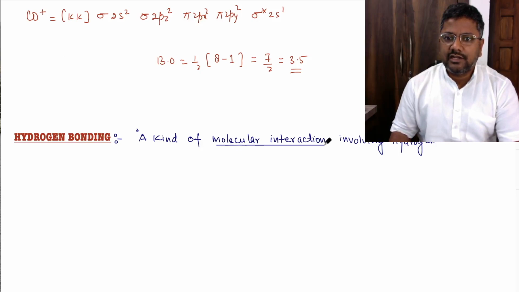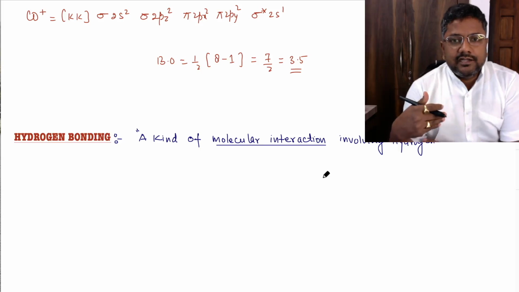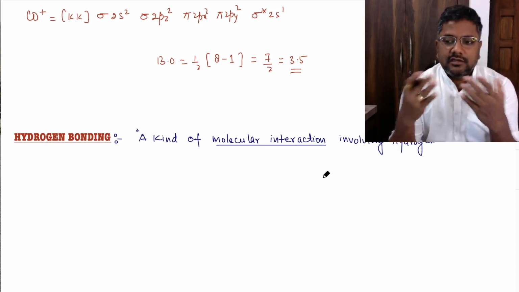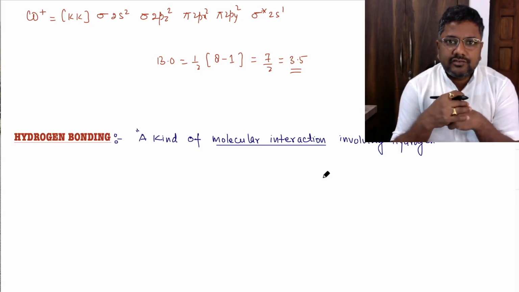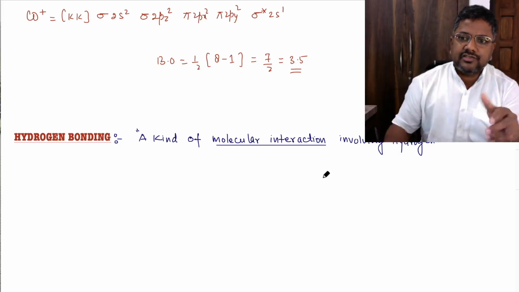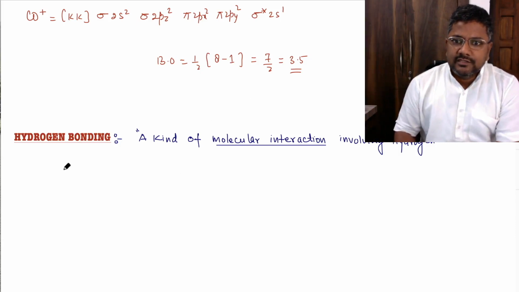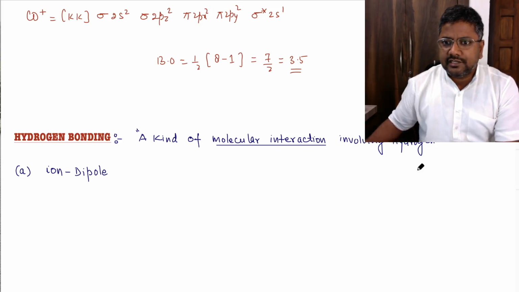But there are so many kinds of molecular interaction we have, like dipole-dipole interaction, ion-dipole interaction, dipole-induced dipole interaction, and instantaneous dipole-induced dipole interaction. But which kind of interaction is this? So basically, this involves two kinds of molecular interaction. First is ion-dipole. This point is mandatory.